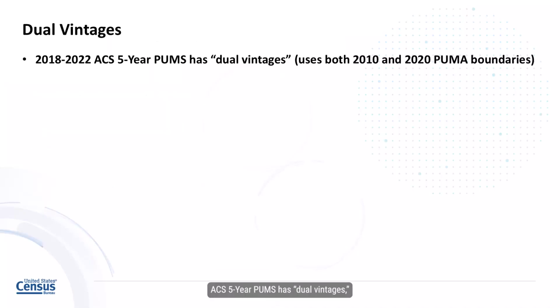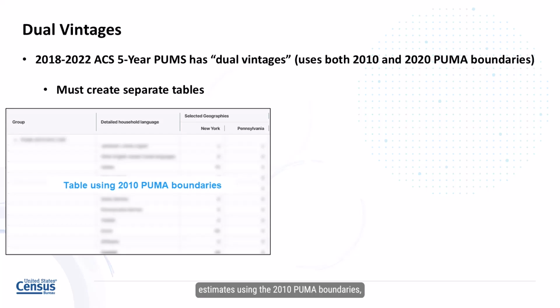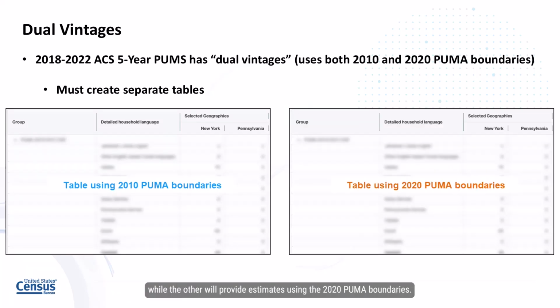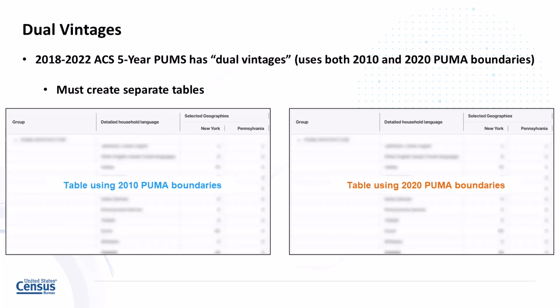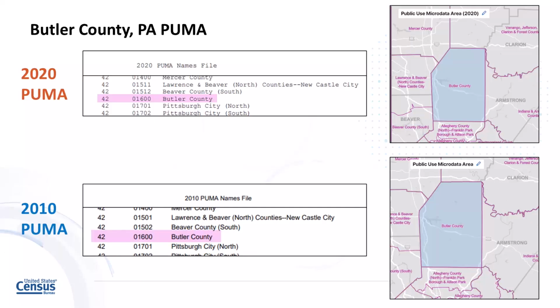Because the 2022 ACS 5-year PUMS has dual vintages, I want to note that when we get into MDAT, we'll actually have to create two separate tables to account for this. One of the tables will provide estimates using the 2010 PUMA boundaries, while the other will provide estimates using the 2020 PUMA boundaries. Once we have both tables, we'll combine the data to get the total estimates for the 2022 ACS 5-year PUMS. Let's take a look at the PUMAs we are interested in.